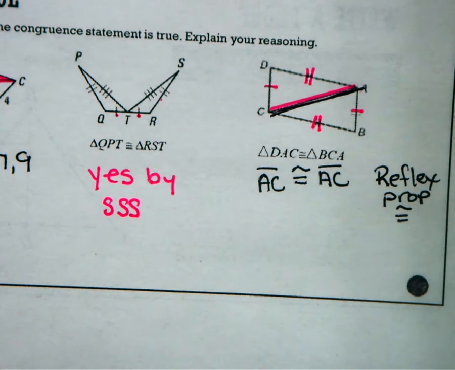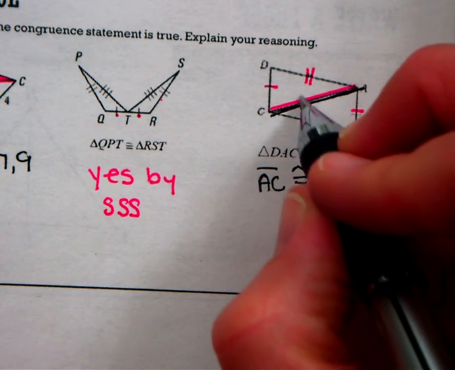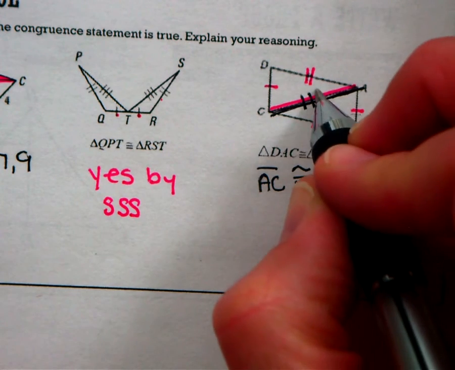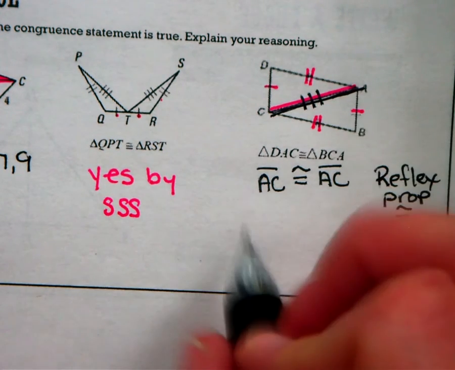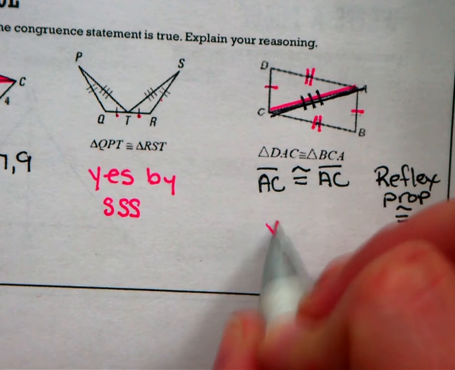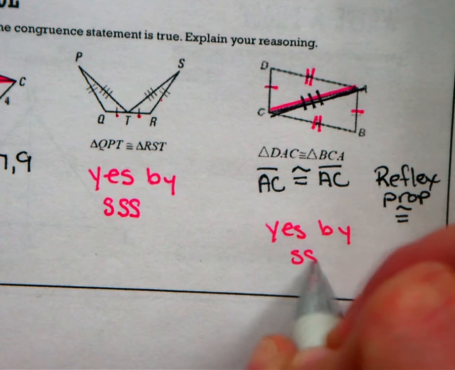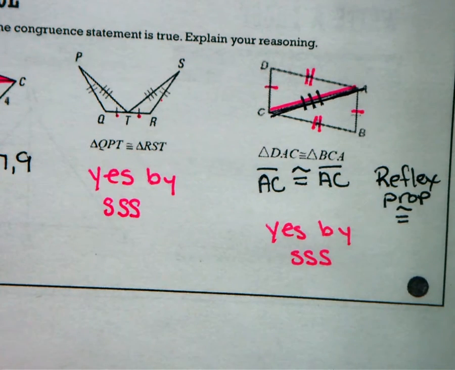So if I was doing a proof, this is not asking you to do a proof, but it would be AC congruent to AC by the reflexive property. Then I would be able to mark this with some tick marks, and then I would be able to say, yes, the triangles are congruent by side, side, side.